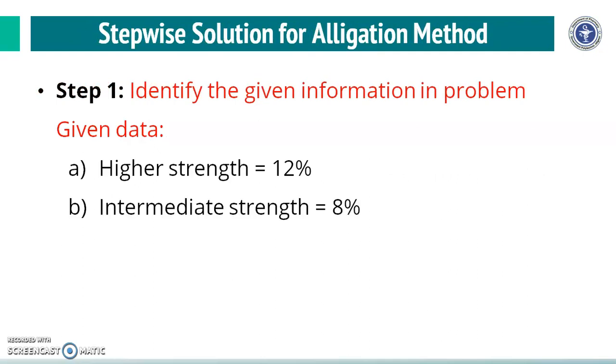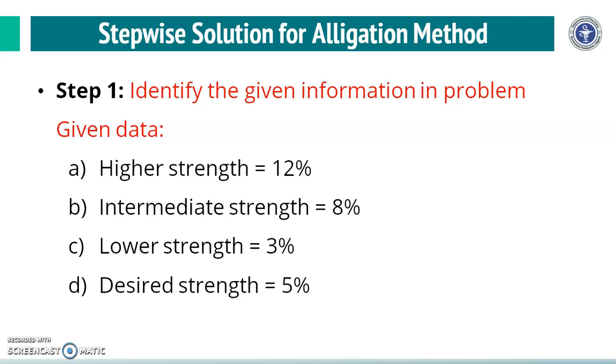Higher strength is 12%. We have 3 strengths to be mixed together. So intermediate strength is 8%, lower strength is 3% and desired strength is 5%. You can see after 12 and 8 it is 5% and lower strength is 3%. And volume required is 350 ml. So let us go to step 2.